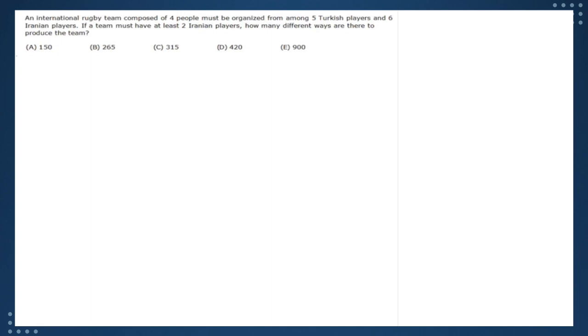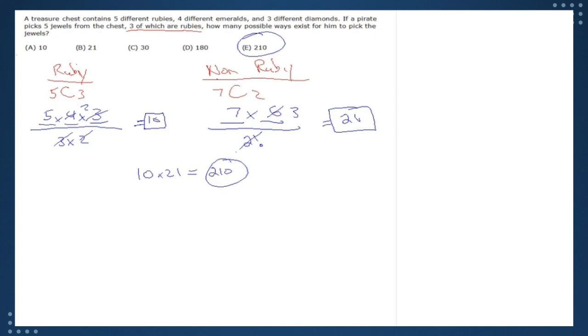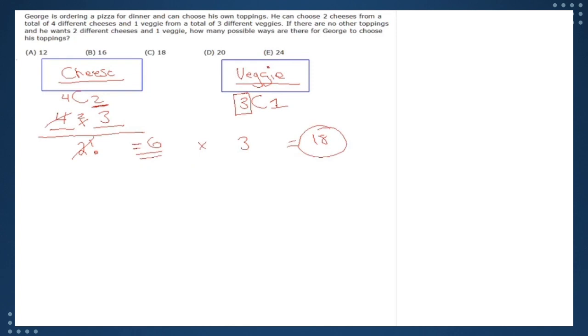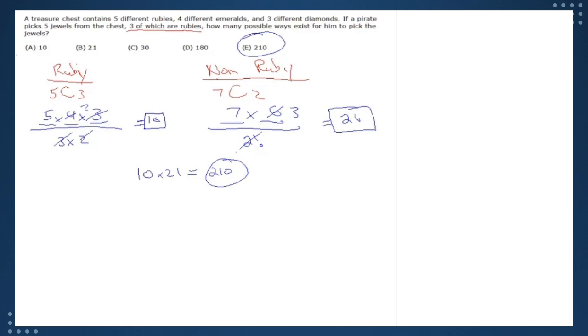Okay, so it was about 2 to 3 minutes there. Now this is an interesting problem because this is the first problem where we're now dealing with scenarios. So to be clear, everything we did up to this point was one singular event. How many ways can he pick the jewels? Well, we picked rubies, we picked non-rubies, that was an event. We picked cheeses, we picked veggies, that was an event. So when there's just one event, it's very clear that you're just dealing with straight up multiplication.